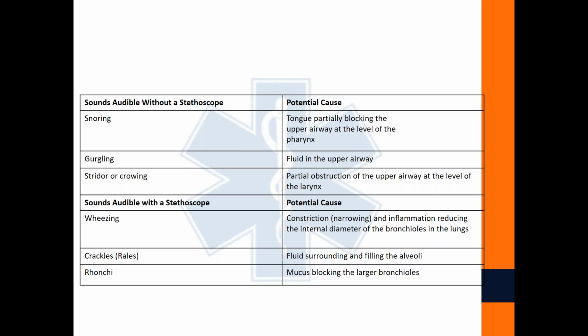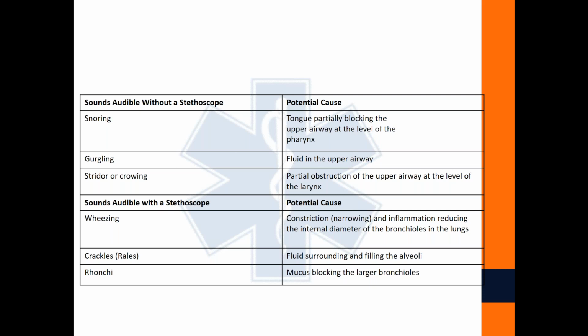Snoring, well, we know what's causing our obstruction there. That's going to be the tongue. We're going to fix that with an OPA. Gurgling we talked about as well. Gurgling is going to be fluid in the upper airway, and we know how to fix that. We're going to apply some suction for 15 seconds on the way out of our patient, suctioning no further than what we can see.